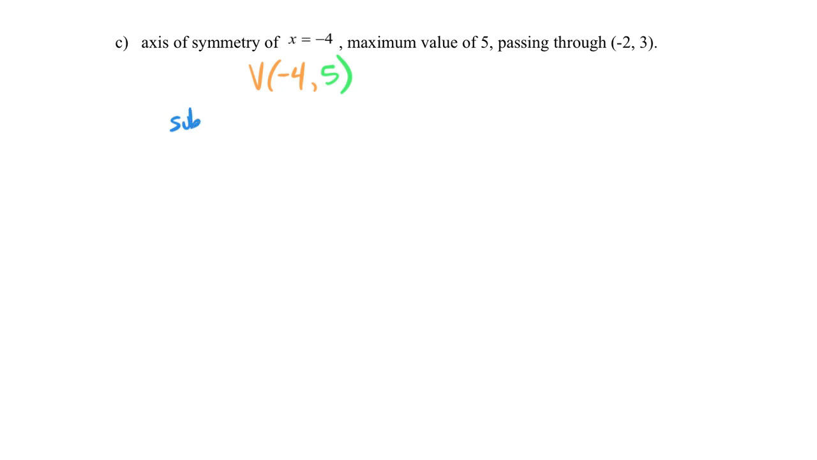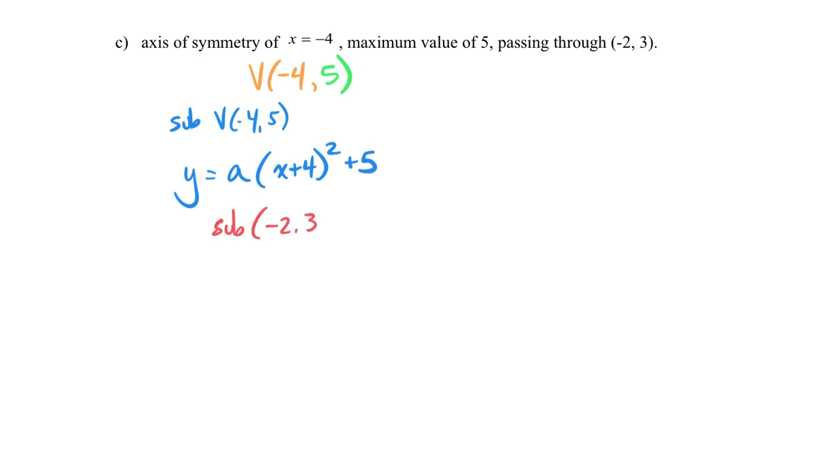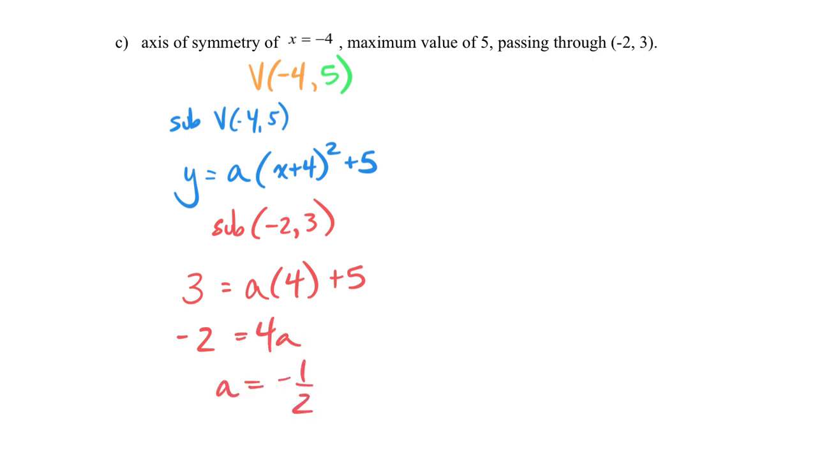If I went through and I subbed in my vertex of -4, 5, then I need my generic A value. There is my vertex form. I am now subbing in my point that I know that parabola goes through. Oh my goodness. A times -2 plus 4 is 2. 2 squared is 4. I swear this was not intentional. Bring over that 5, divide out and simplify. There is your A value of -1/2.